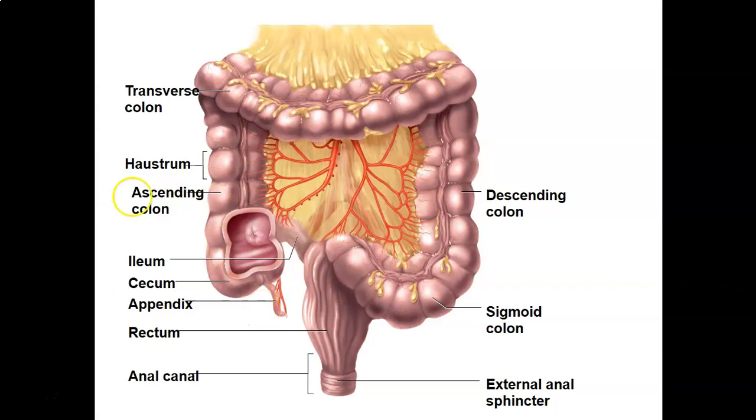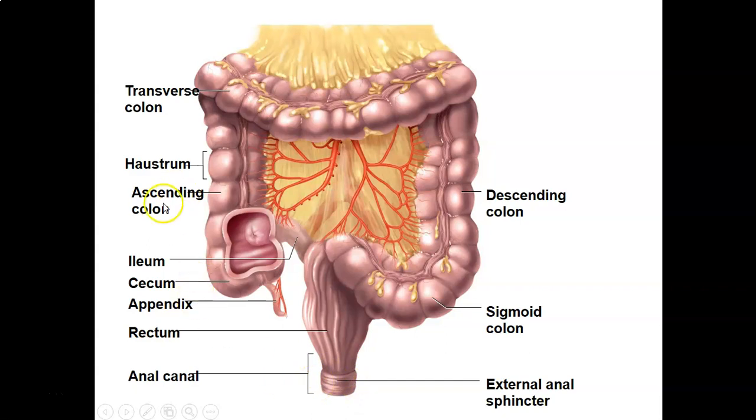So after the cecum, you have the ascending colon because it's going upward. You have the transverse colon because it's going across, and then the descending colon because it is going downward. You can see by the direction of the fecal matter that would be transporting through what name it would have. Then you have the sigmoid colon, which is S-shaped. And then you have the rectum, and then the anal canal. And then here you can see another sphincter. It's called the external anal sphincter.